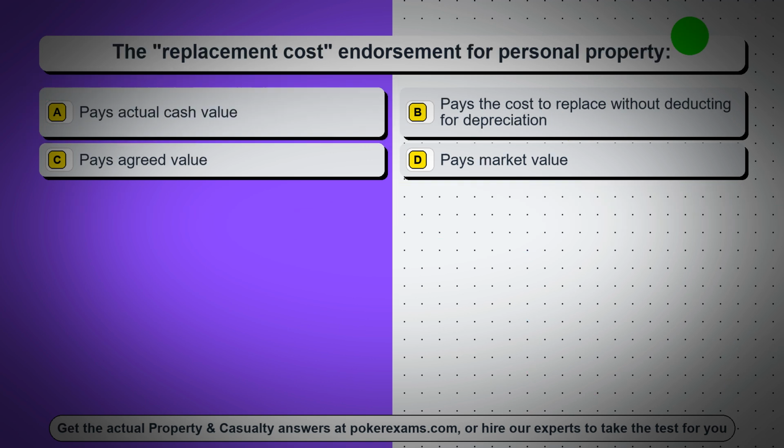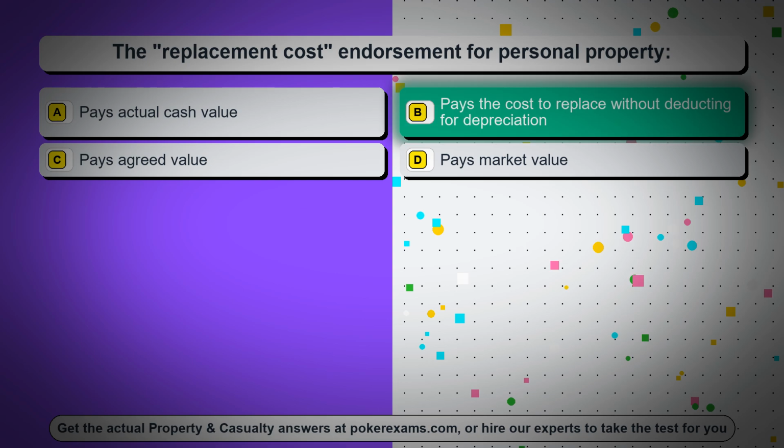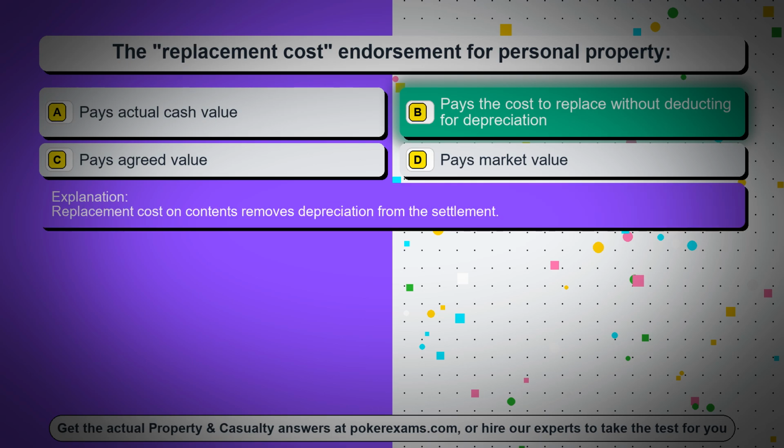Question 18. The replacement cost endorsement for personal property: Option A, pays actual cash value. Option B, pays the cost to replace without deducting for depreciation. Option C, pays agreed value. Option D, pays market value. The correct answer is option B, pays the cost to replace without deducting for depreciation. Replacement cost on contents removes depreciation from the settlement.